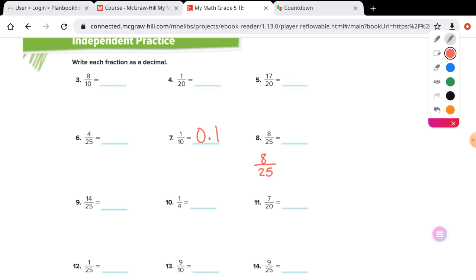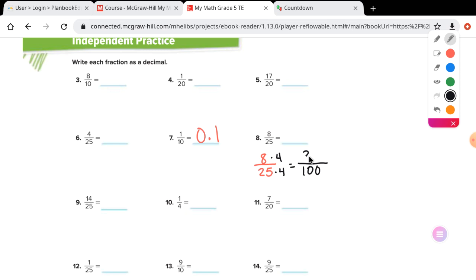Clara, what can I easily multiply by to make that a better denominator? 4, because if I multiply by 4, what's my denominator going to be? 100. So again, we focus on our denominator first. We get it to 10, 100, 1,000, and then we just have to create an equivalent fraction by doing the same thing on top. Augie, what's 8 times 4?